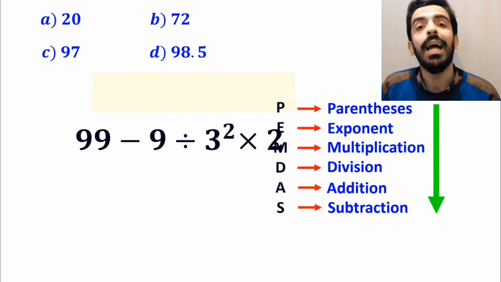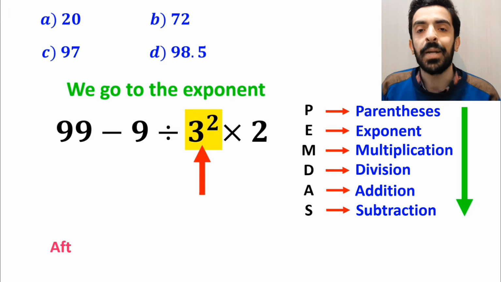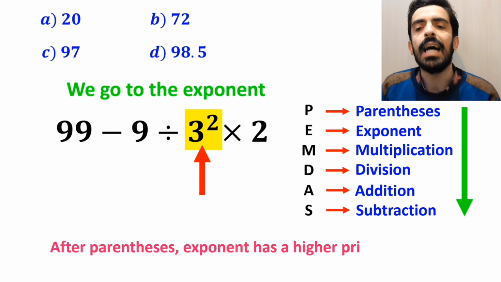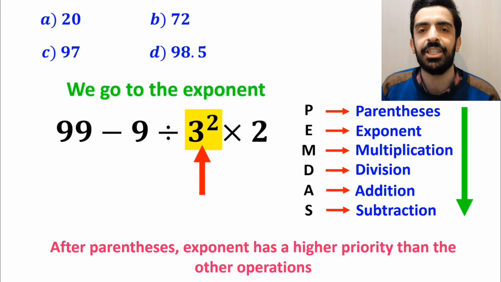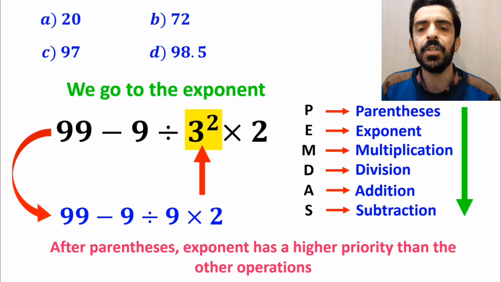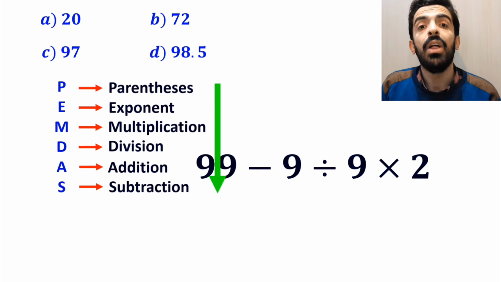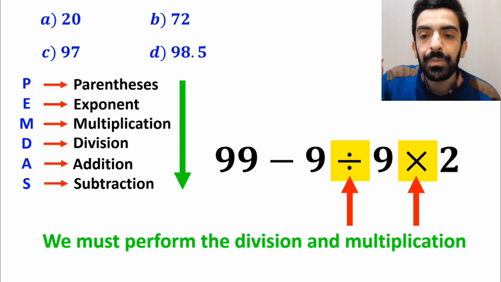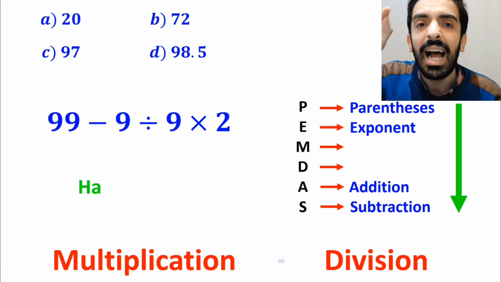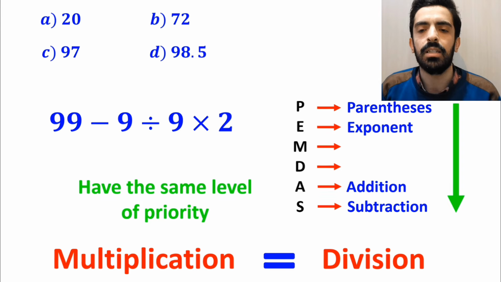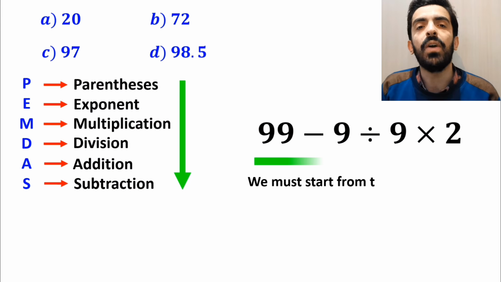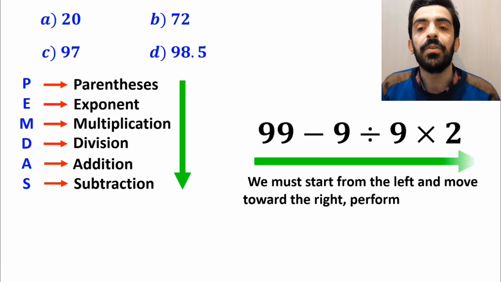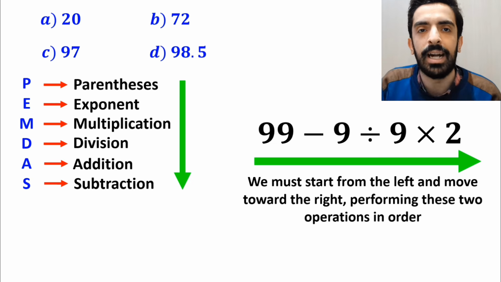And the next step, we go to the exponent, because after parentheses, exponent has a higher priority than the other operations. So, this expression simplifies to 99 minus 9 divided by 9 times 2. Then, we must perform the division and multiplication. However, it's really important to understand that in the PEMDAS rule, multiplication and division have the same level of priority. In this situation, we must start from the left and move toward the right, performing these two operations in order.